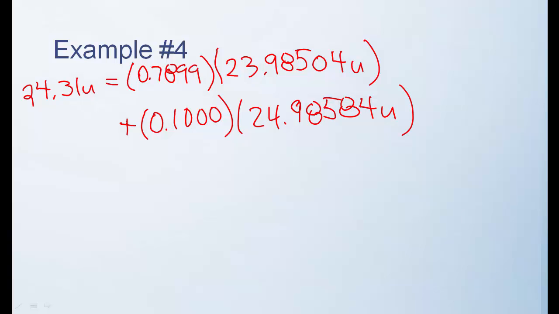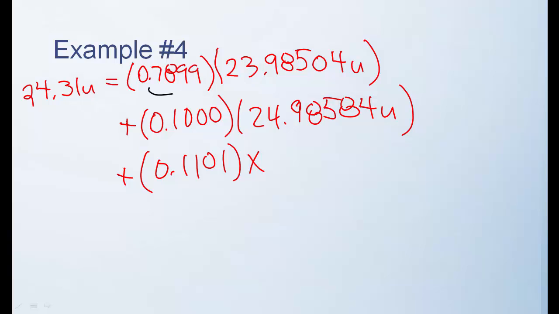The last isotope, we don't know very much about that one. We know that its abundance is 11.01%, but we don't know its mass, so for now we'll just use an X. But we do know that we can use this formula and find the mass, because this is what a weighted average means. So in order to solve this, we simply must evaluate each of these terms.